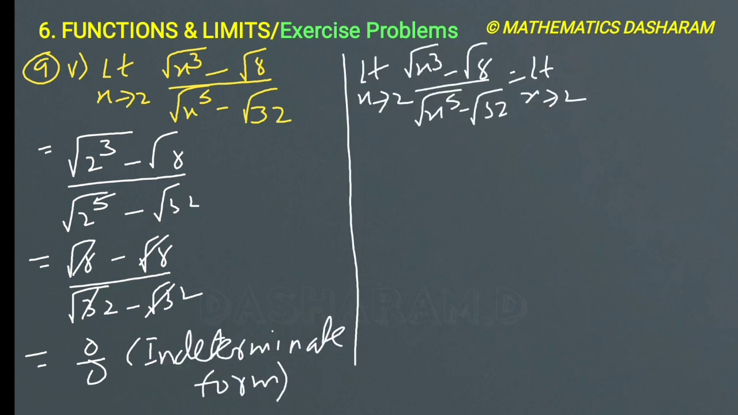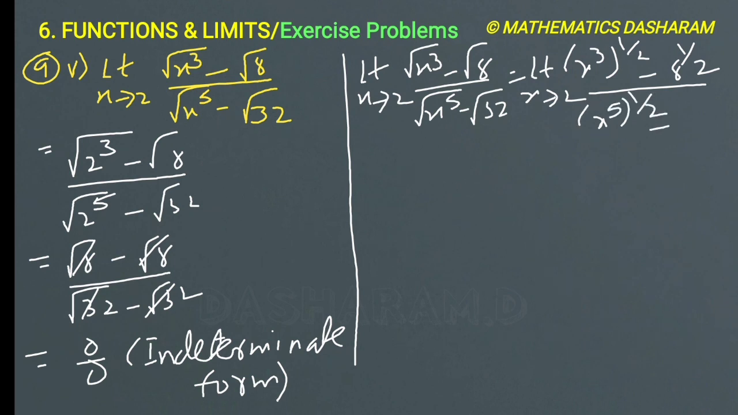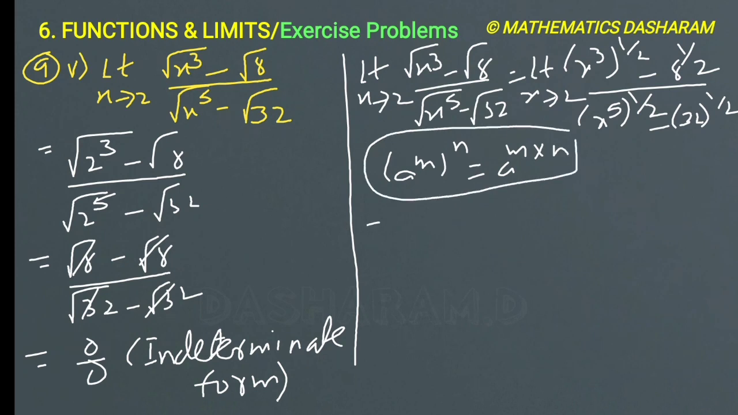So let's write in the exponential form here. x cube whole power 1 by 2 minus 8 to the power of 1 by 2 divided by x to the power of 5 whole to the power of 1 by 2 minus 32 whole to the power of 1 by 2. So here we can apply the formula: a to the power of m whole to the power of n equals a to the power of m into n. So then limit x tends to 2.